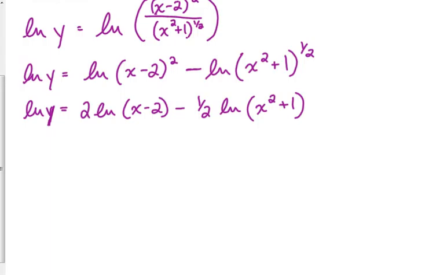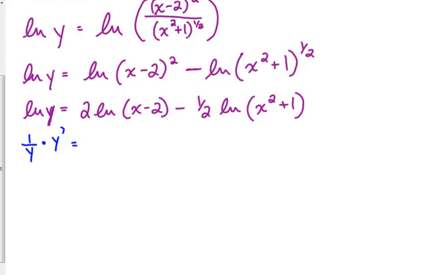Now we've done the logarithmic part, now the differentiation comes into play. We're going to take the derivative of both sides. What is the derivative of the natural log of y? 1 over y times y prime, or dy over dx, whichever one you want to use.